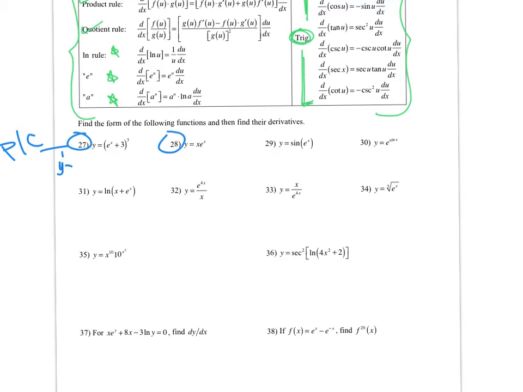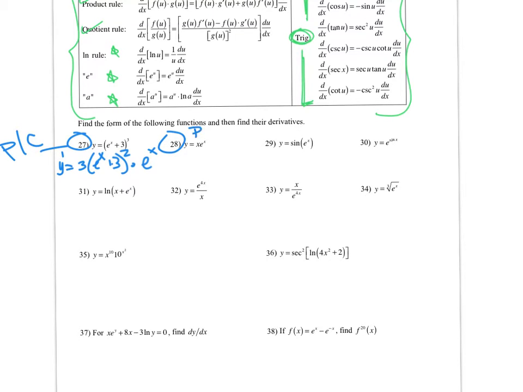So y prime is equal to 3 parentheses e to the x plus 3 to the second, times the derivative of what's inside. Well, what's inside is e to the x plus 3. The derivative of e to the x is e to the x times 1. And that's that. We would write this as 3 e to the x parentheses to clean it up.